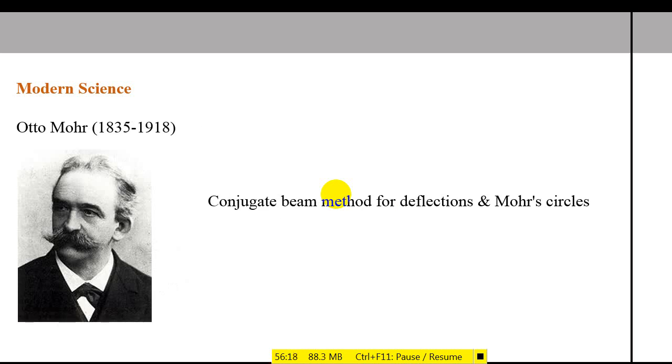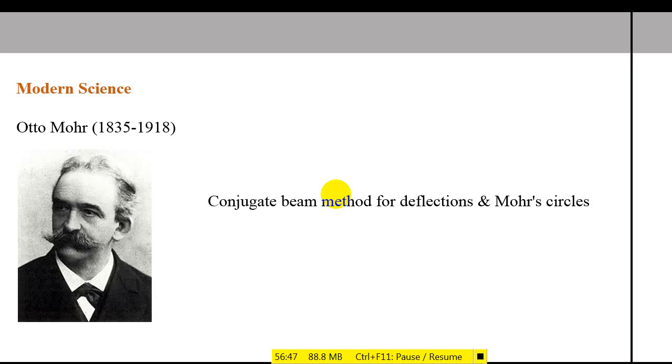Then this is an important part. Otto Mohr developed the conjugate beam method for deflections, and he developed Mohr's circles. So you'll be seeing a lot about Mohr's circle as part of the mechanics of materials, and in a couple of weeks' time we'll be learning how to use the conjugate beam method to estimate deflection. So now the question comes, why deflection? I'll be coming to that later.